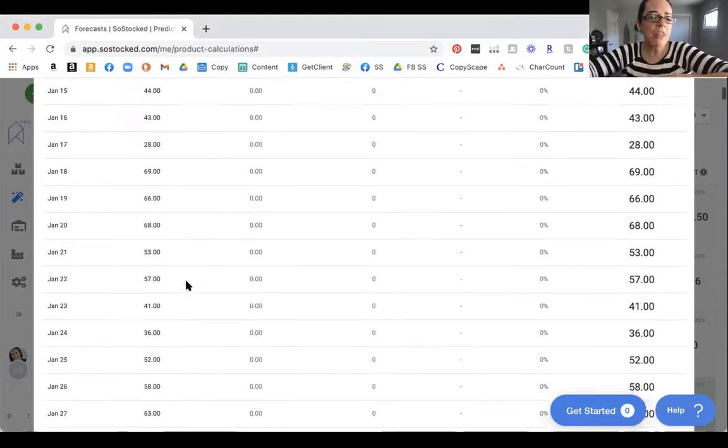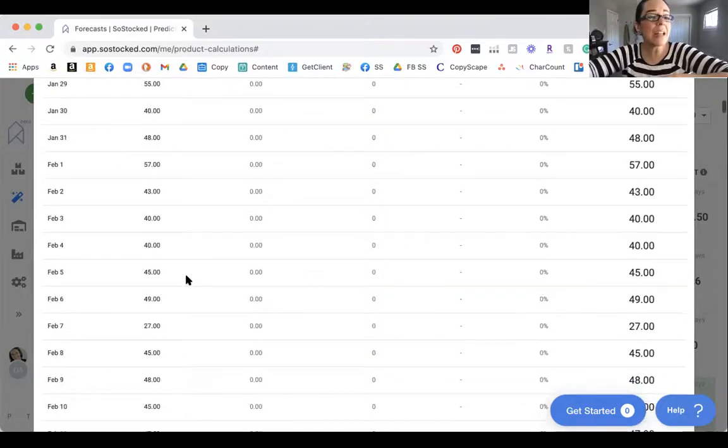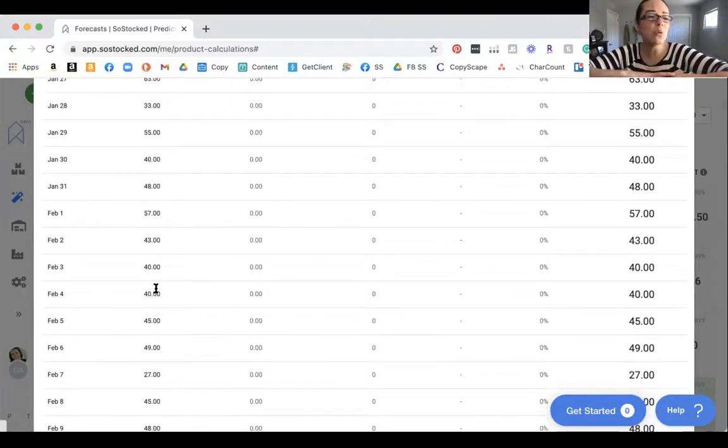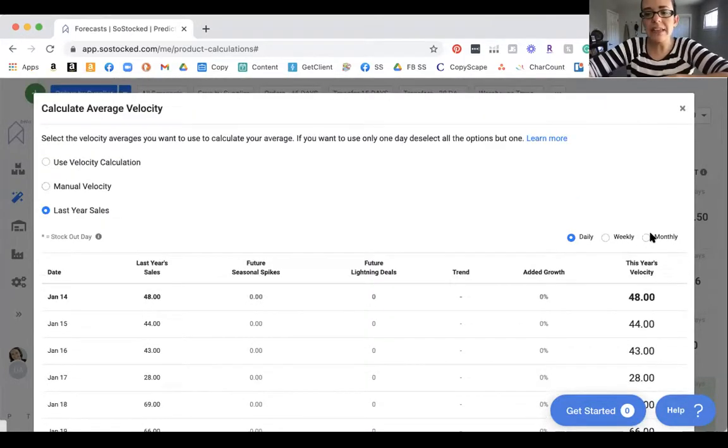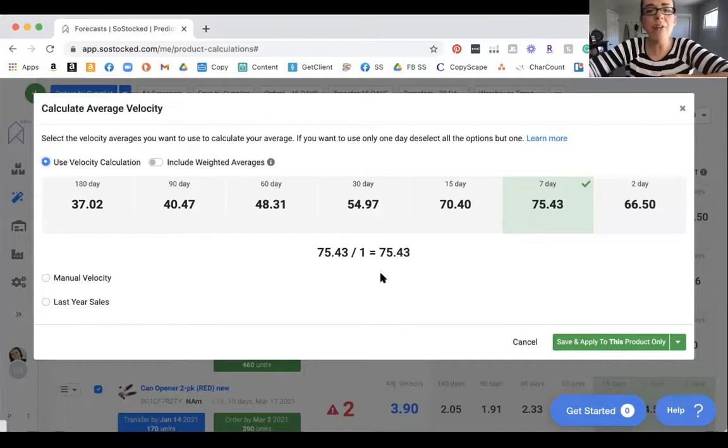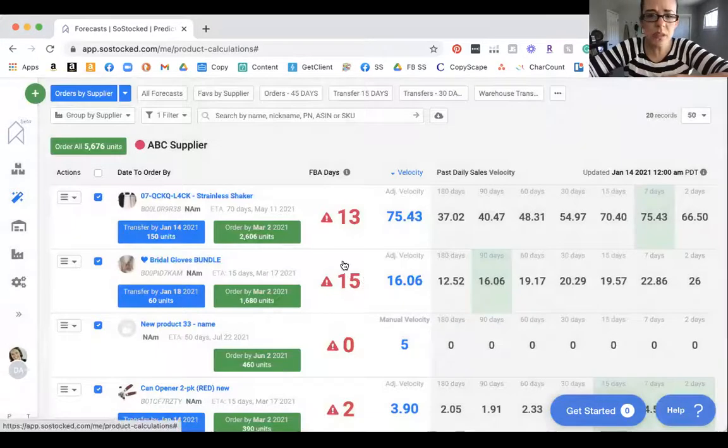The only other thing that's happening is that if you did stock out, it's going to take an average, and it's going to replace those days that you stocked out with an average of what you would have sold if you had not been stocked out. That's very important: anytime we're looking at these sales, we're always taking an average minus any of these stock outs.